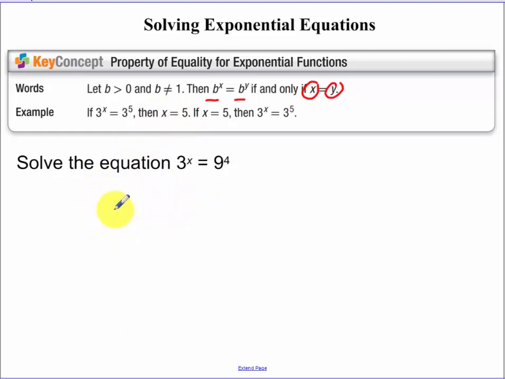So our first equation, and this one's super easy. Try and get 3 and 9 to be the same base. And you always want to pick the smaller of the two numbers to be your base. So 3^x equals 9, which is 3 to the third, and that's to the fourth. Now remember your properties of exponents. You multiply those two exponents together. So we get 3 to the x equals 3 to the 12th. Now I can set my exponents equal, x equals 12.